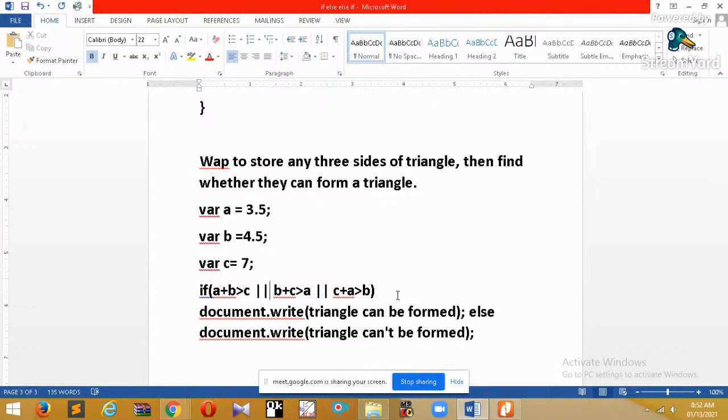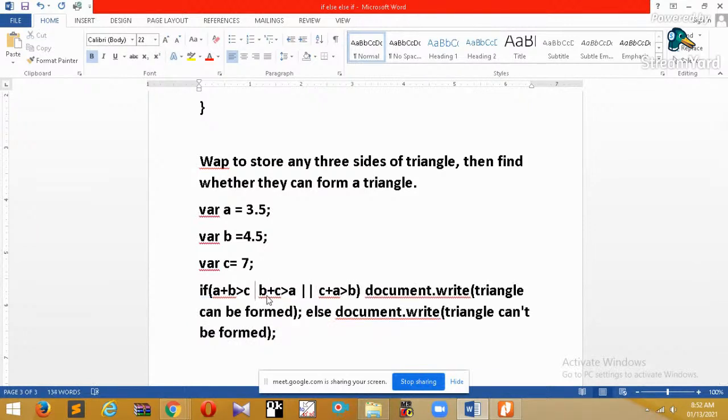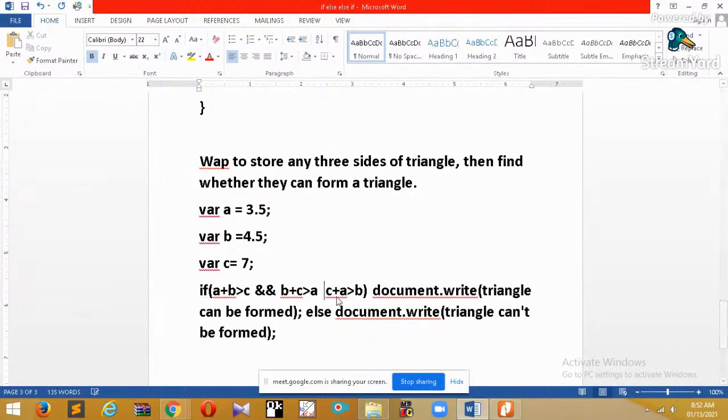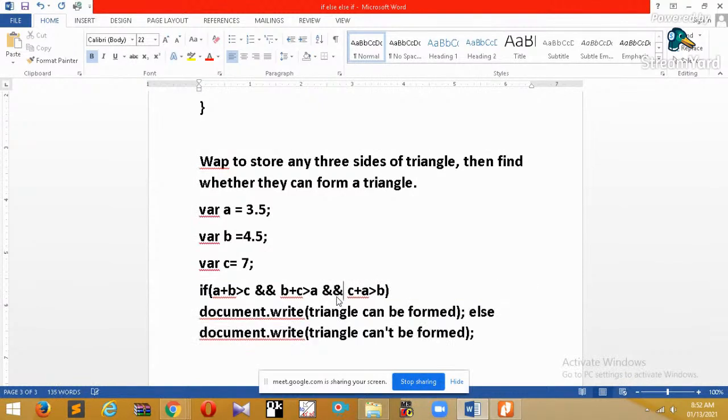So that means what? When we are considering a plus b, sum of any two sides, it should be greater than c. When we are considering b plus c, it should be greater than a. And when we are considering c plus a, it should be greater than b. But the logical operator here will be the AND operator, that is ampersand.